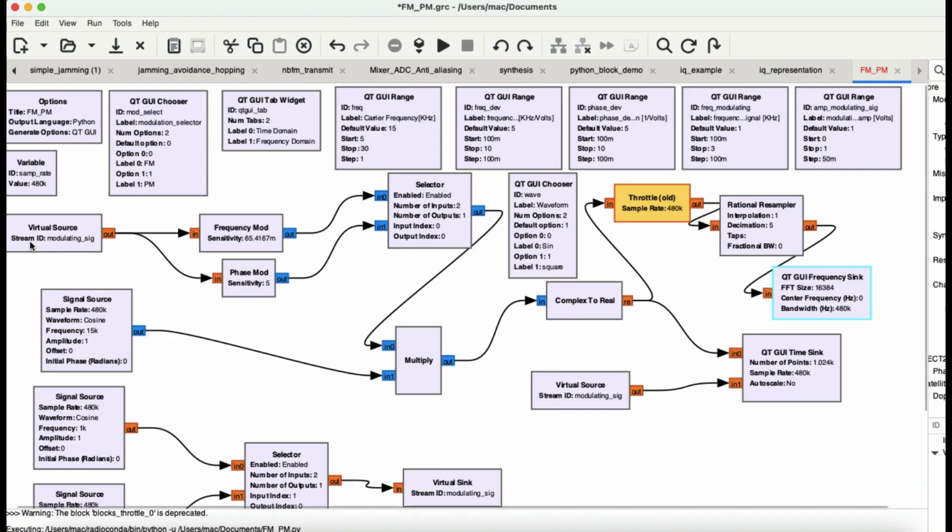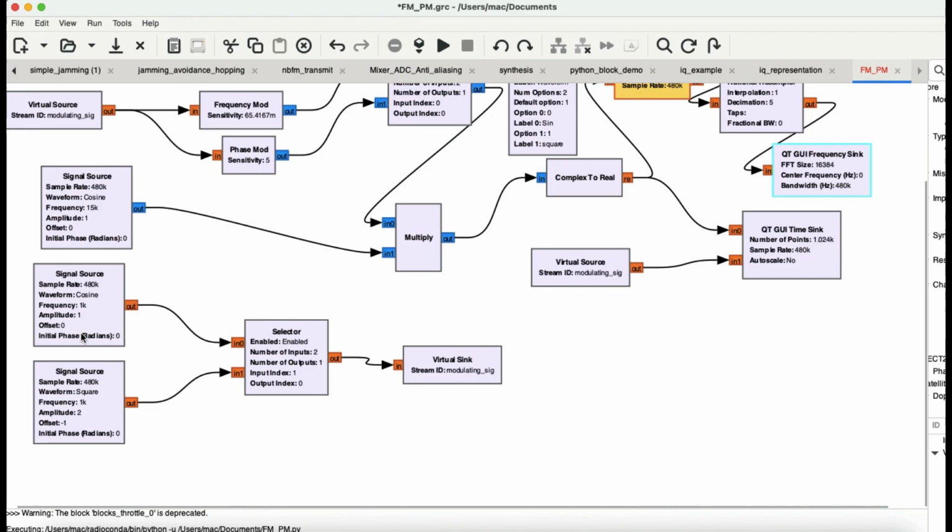Also, I'm using something called virtual source and virtual sink. There is a virtual source block, and there is a reason for it. Let me just walk you through the flow graph. Since I'm generating FM and PM in the same flow graph, let's go here on this diagram first.